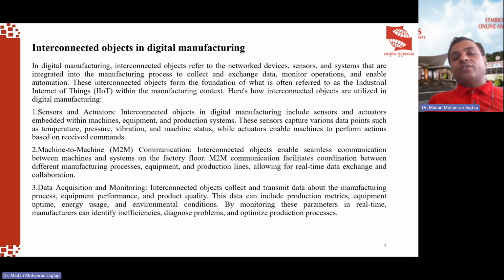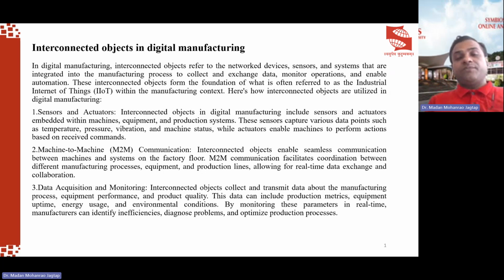So sensors and actuators. Interconnected objects in digital manufacturing include sensors and actuators embedded within machines, equipment and production systems. These sensors capture various data points such as temperature, pressure, vibration and machine status, while actuators enable machines to perform actions based on the received commands. I have explained that the sensors and actuators communicate with each other. So we are using these interconnected objects for communication purposes. They are communicating, they are executing the commands.